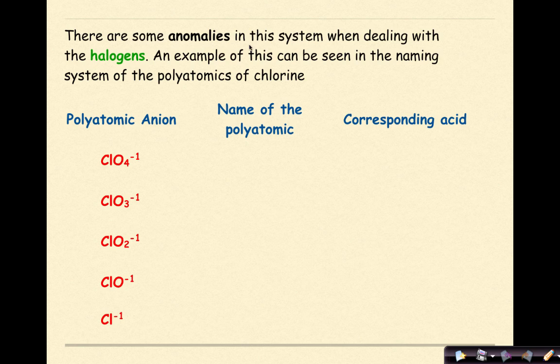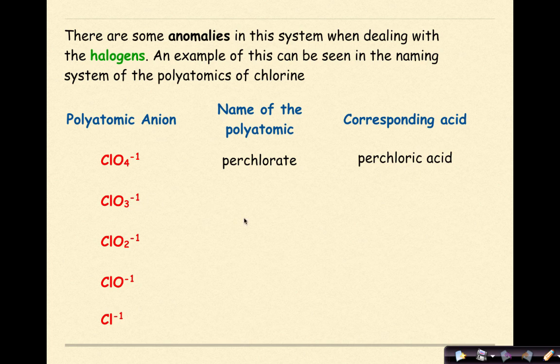There are some anomalies in this system when dealing with the halogens. An example of this can be seen in the naming system of polyatomics of chlorine. So the polyatomic ions I have listed here, we're going to go over the names of the polyatomics and see how the acids work out. So ClO4 minus 1, that's perchlorate. That's the name of the polyatomic. So we're having that ending of ate. So when we put this in an aqueous solution with all these neutralized by hydrogen, this is going to be perchloric acid, and we see that ate to ic ending.